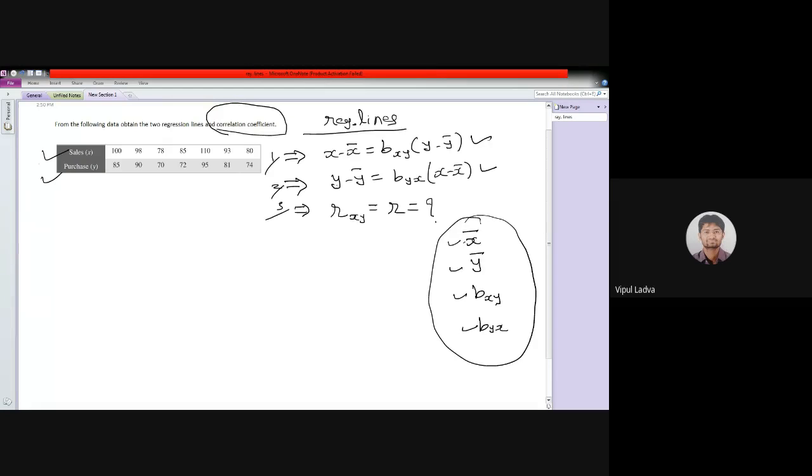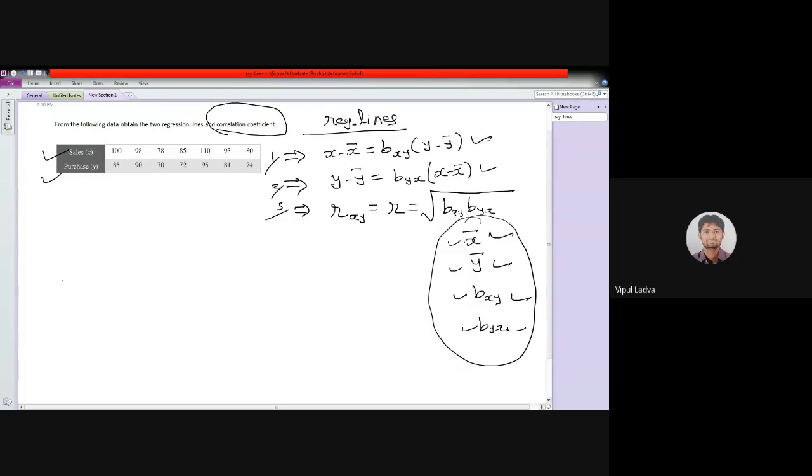the regression lines as well as the coefficient of correlation, because for the coefficient of correlation, we know that the coefficient of correlation is the geometric mean of both the regression coefficients. So we may use this particular formula. So let's try to identify all this, x bar, y bar, and both the regression coefficients.